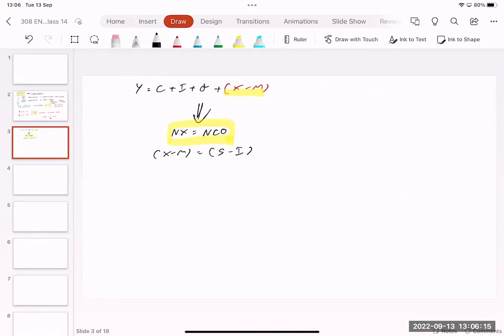So this equation is very important for the open economy. The two sides of the equation always have to be equal. So there are two cases: it can be positive on the left equal to positive on the right, or negative on the left equal to negative on the right. Even though it's positive equal to positive or negative equal to negative, the meaning is the same. The meaning of the equation NX equal to NCO is that the money flowing in always has to be equal to the money flowing out.